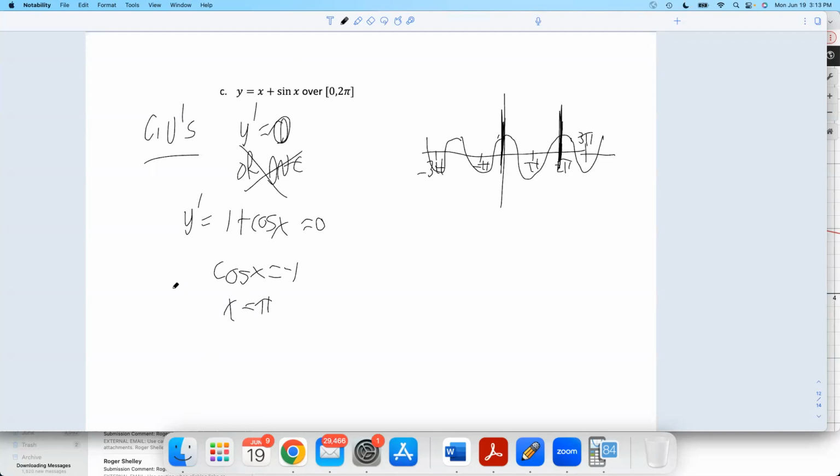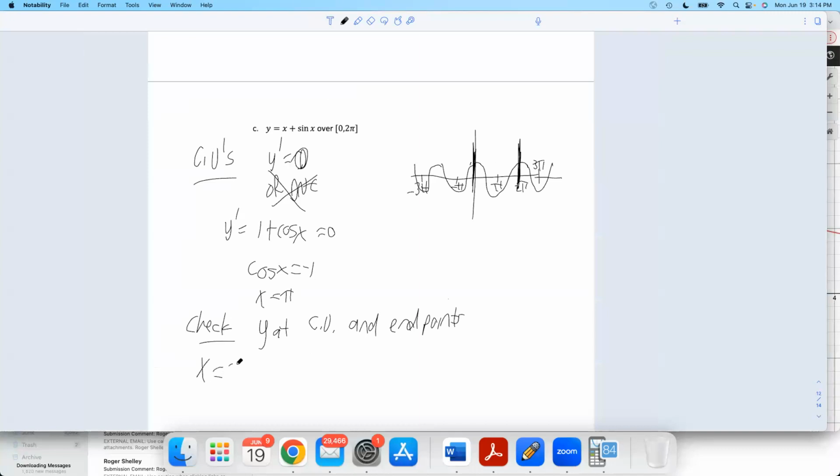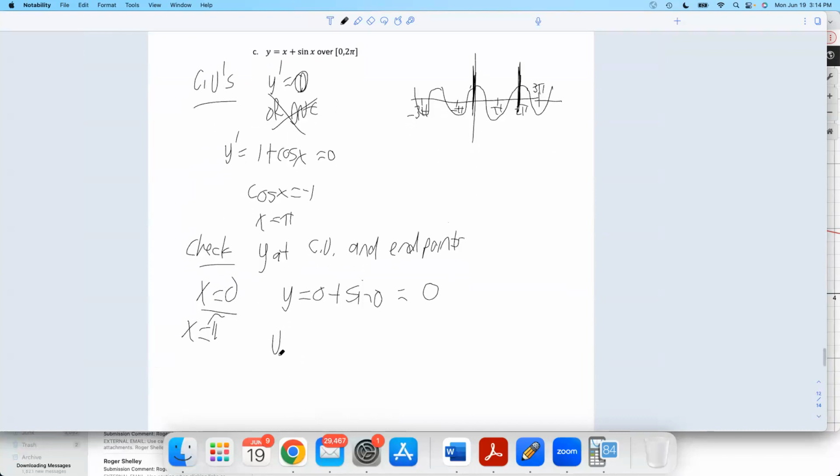So now I have to check y at the critical values I found. I only found 1, and the endpoints. Don't forget to check the endpoints. So I'm plugging in x equals 0 into the original. I'll get y equals 0 plus sine of 0. Sine of 0 you should know is 0. I just get 0. I plug in pi into the original. I'm going to get y equals pi plus sine of pi.